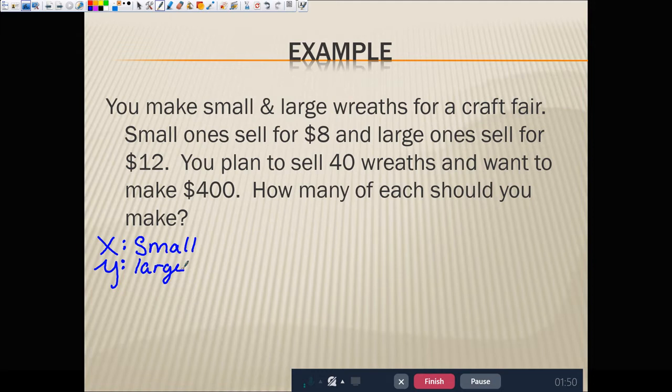So if I add my x plus my y, how many total wreaths am I trying to sell? 40. My next equation is going to be my money equation. I'm going to have 8 for my small plus 12 for my large, and it's going to equal my total amount of money, 400.